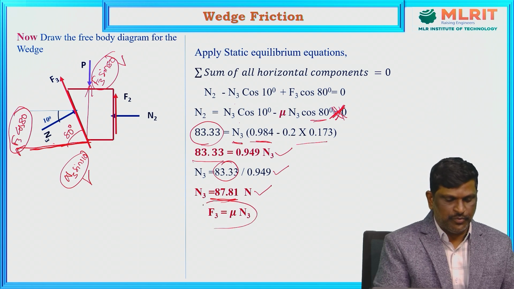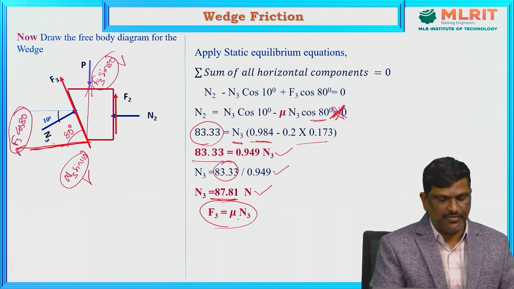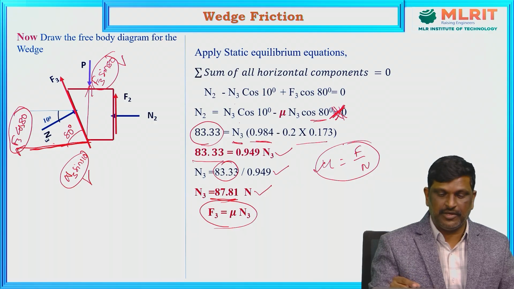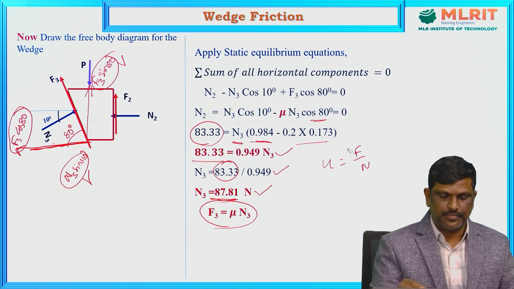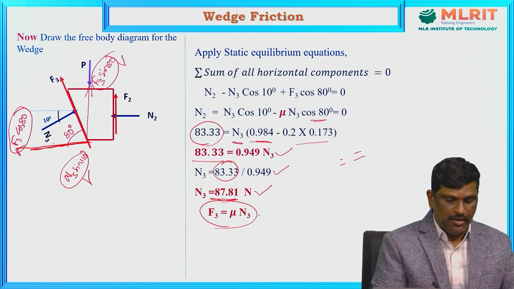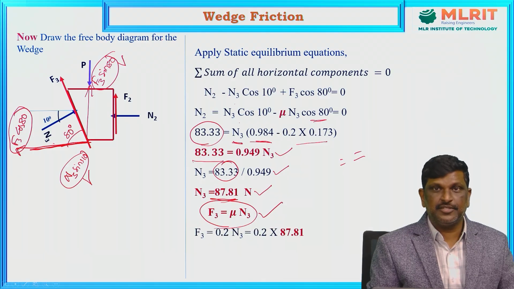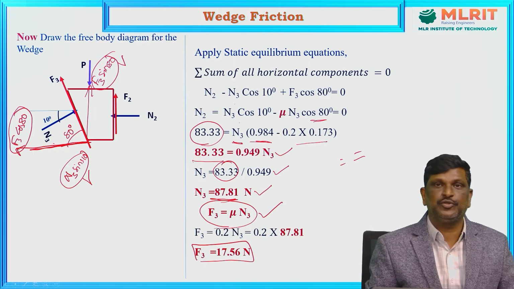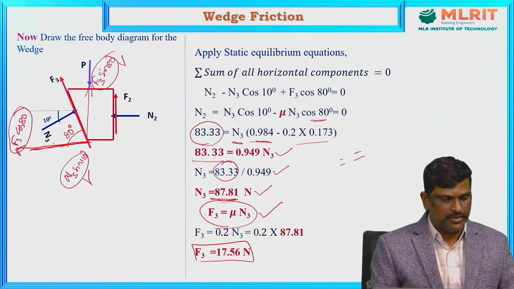We can calculate F3 also. F3 is equal to mu N3. This is our standard relation between friction and normal reaction. Coefficient of friction is equal to friction by normal reaction. So by using this relation we can calculate F3, right? So the value of F3 is 17.56 newtons. The friction is 17.56 newtons.